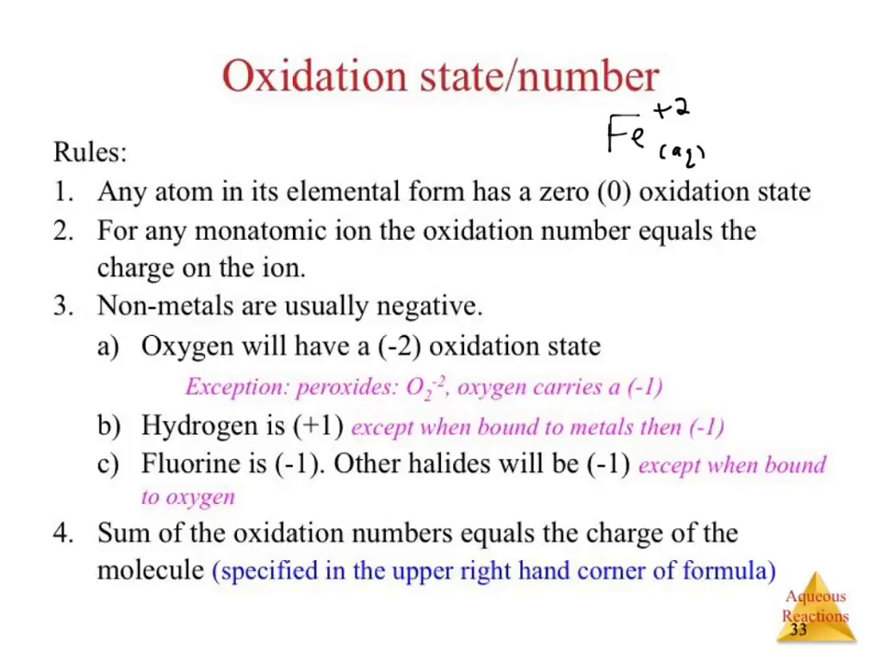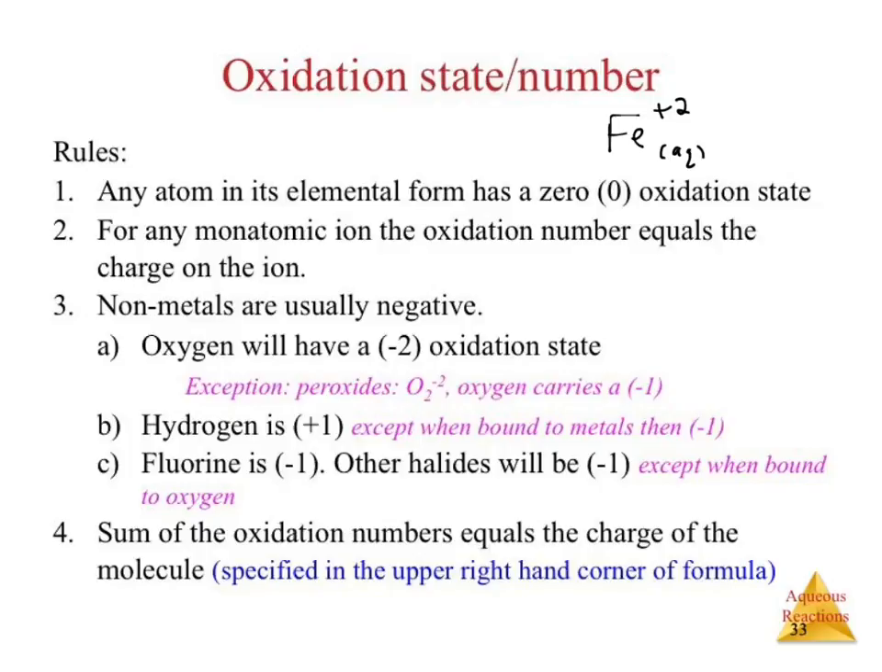Nonmetals typically carry a negative oxidation state. What did nonmetals typically carry as a charge? They were all typically negative, so it starts to reflect that. There are some exceptions within those. Oxygen will always carry a -2 charge. So if I combine chlorine with oxygen, oxygen carries the -2 charge, chlorine changes its oxidation state.